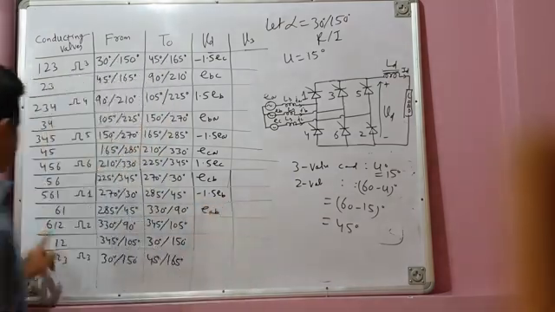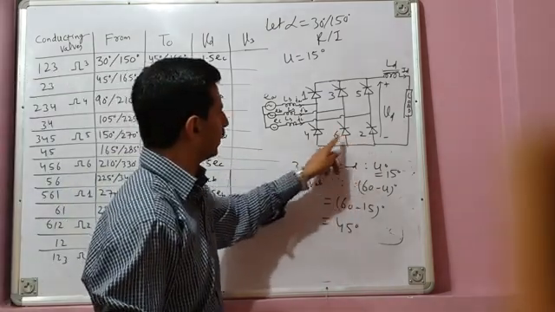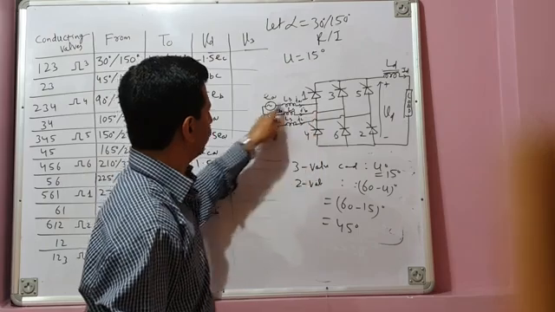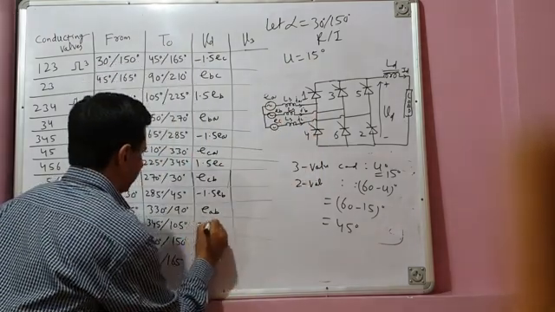Then 6, 1, 2. 6 and 2 are conducting. 4 is not conducting. 4 is connected to EA, so minus 1.5 EA.